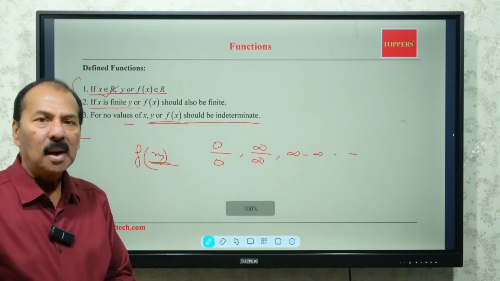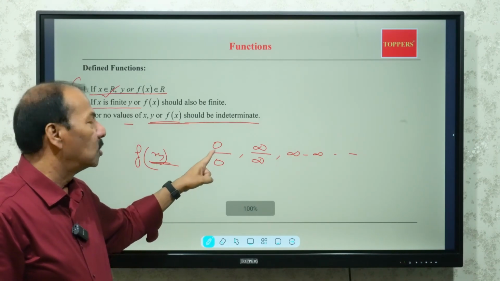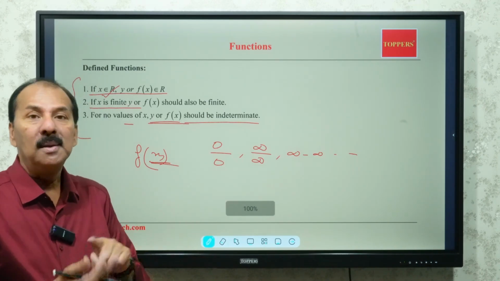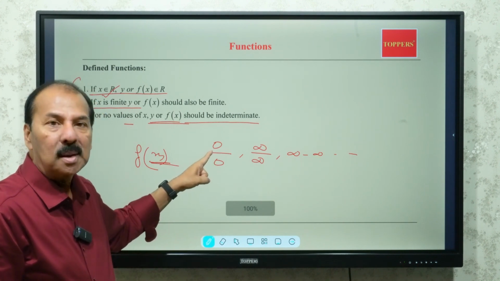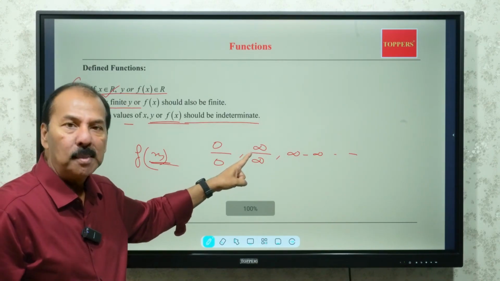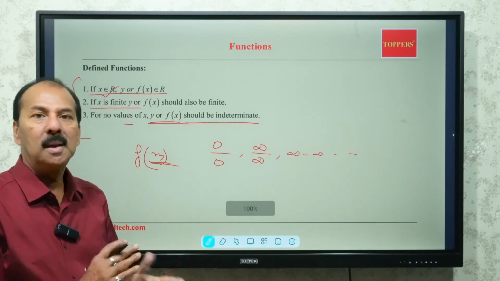But there is another logic. Any finite quantity divided by 0 becomes infinity. Any quantity divided by infinity becomes 0. So based on this, what should it be equal to? Infinity. But based on the concept that any quantity divided by infinity becomes 0, it should be equal to 0, but it does not happen.